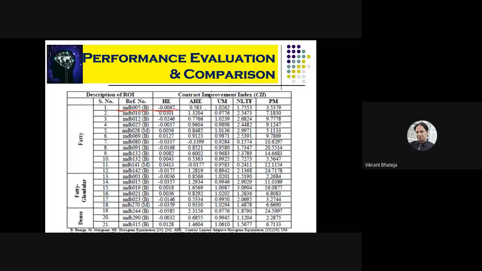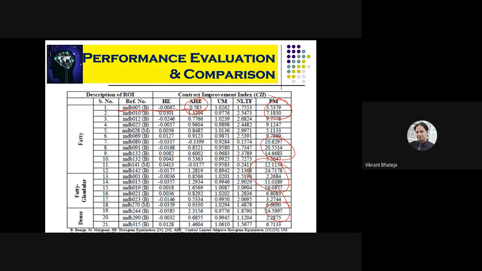Simple AHE is not giving you a visually clear image. You see that the contrast improvement index is very small. But if you see the final value over here, you see very high values of contrast improvement index are obtained, up to 20 or 24. So now our algorithm was correct.